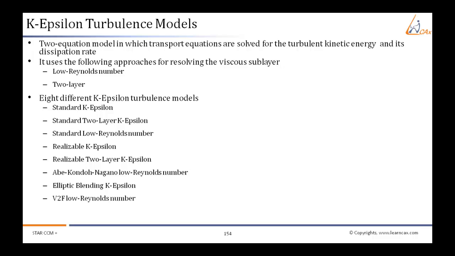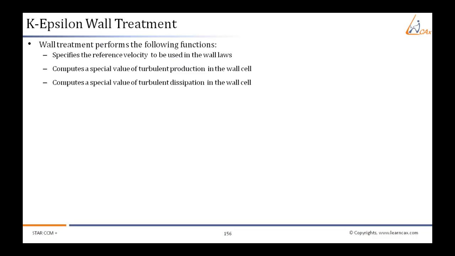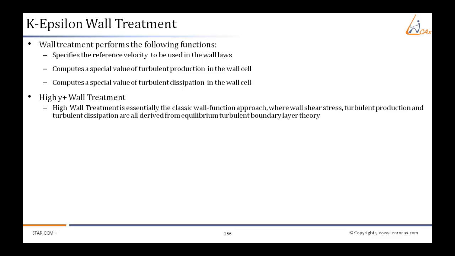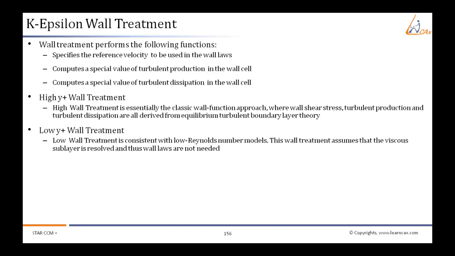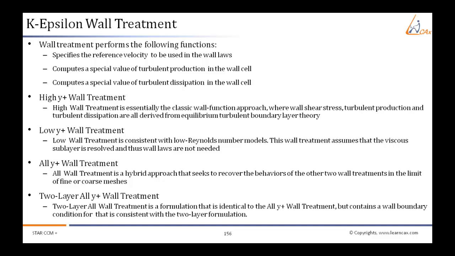What does a wall treatment mean? In the K-Epsilon models, the wall treatment performs these functions: specifies the reference velocity to be used in the wall law, computes a special value of turbulent production in the wall cell, computes a special value of turbulent dissipation in the wall cell. 4 wall treatments are available as appropriate to the specific K-Epsilon model. High Y plus wall treatment, low Y plus wall treatment, all Y plus wall treatment, two-layer all Y plus wall treatment.